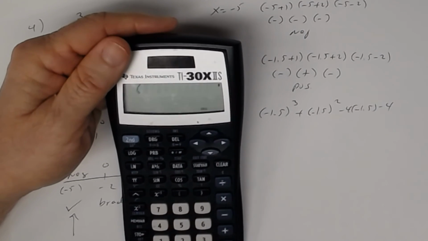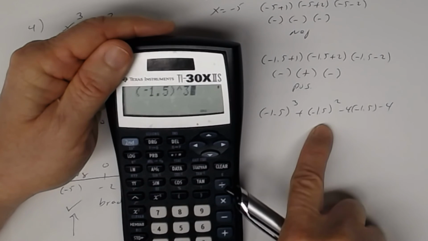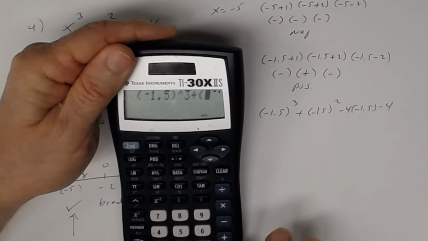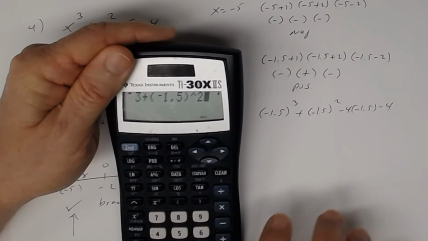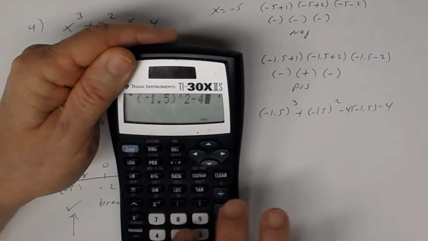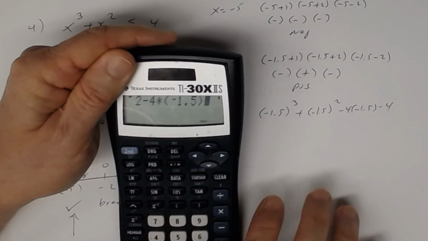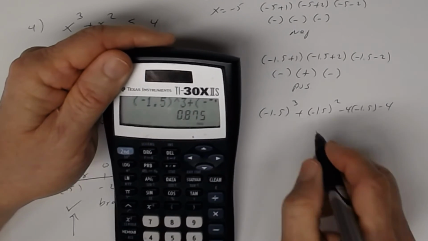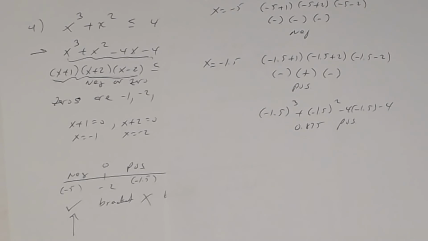So in parentheses, -1.5 cubed, plus, in parentheses, oops, I forgot the negative, in parentheses, -1.5 squared, okay, minus 4 times, in parentheses, -1.5, close the parentheses, and then minus 4 equals positive 0.875. So 0.875, which is positive. Okay, and that's what we wanted it to be, a positive number.